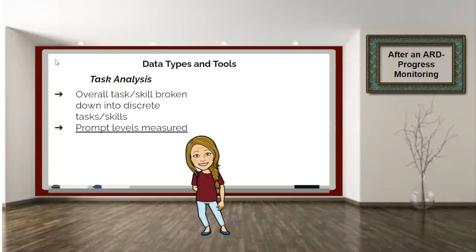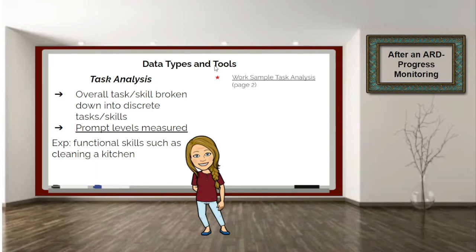Oftentimes, prompt levels are recorded. Please remember that prompts can include verbal and also gestures and full physical, which could be hand over hand, for example. This data tool is more often used in the functional classrooms, such as for cleaning a kitchen, but it can be used for behavior and some academic tracking as well.